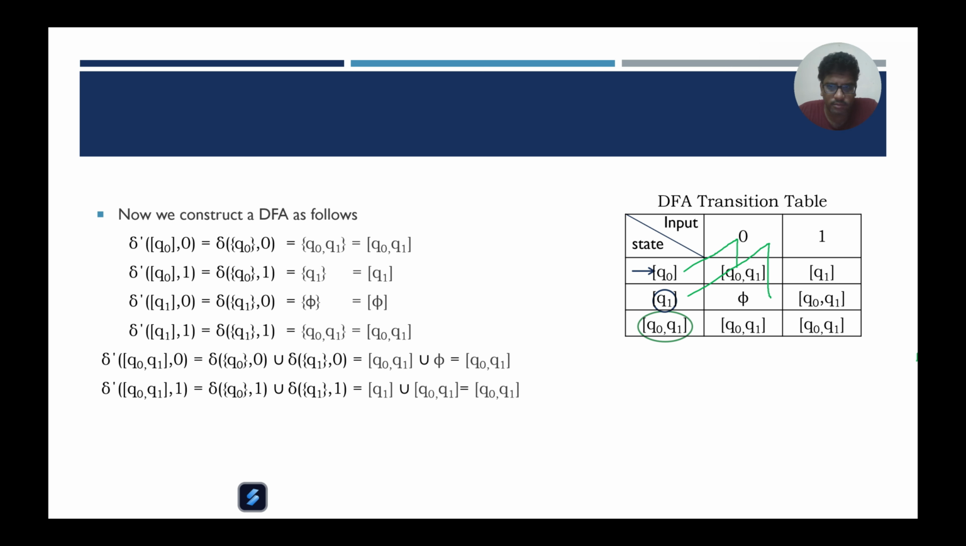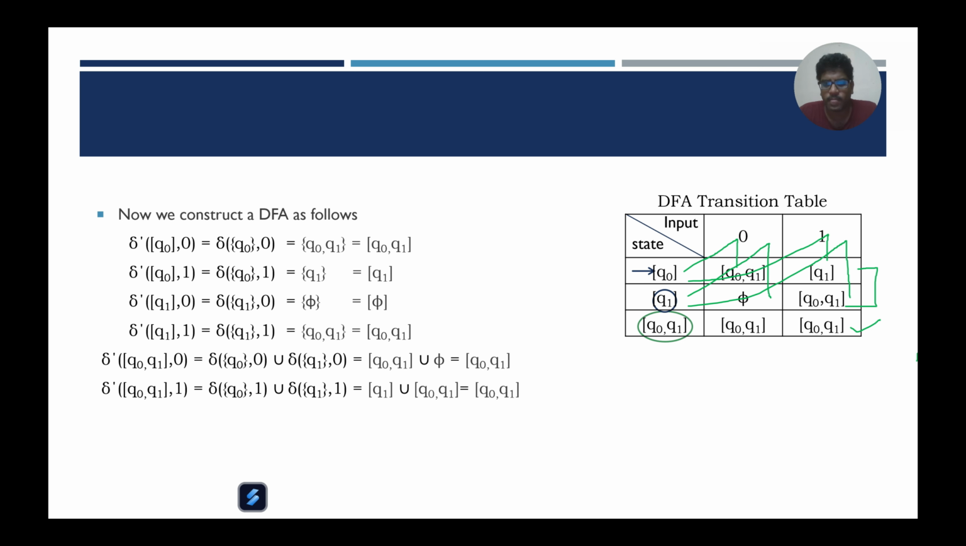Next, Q0 on 1 and Q1 on 1, doing the union of these two: Q1 union Q0, Q1. Again you are going to get the Q0, Q1. So here we place the Q0, Q1.